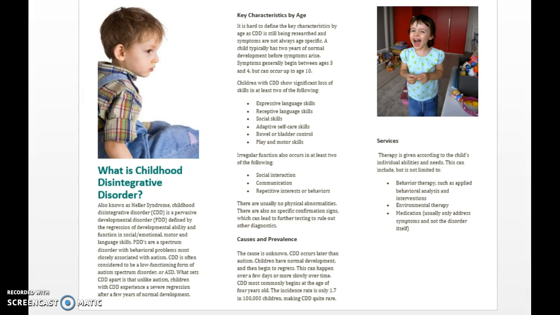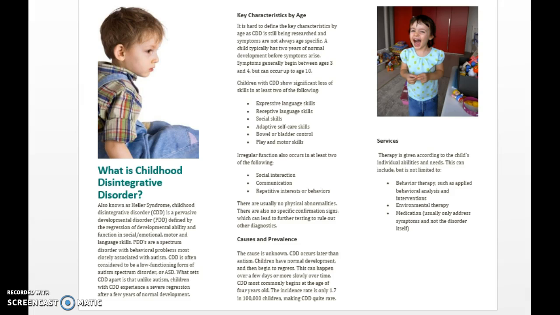One thing to note is that there are not usually any physical abnormalities in a child with CDD. There are also no specific confirmation signs either. Many of the symptoms end up leading to medical testing to rule out other diagnoses, such as mercury or lead poisoning, brain tumor, HIV infection, or childhood schizophrenia. These are only a few examples.